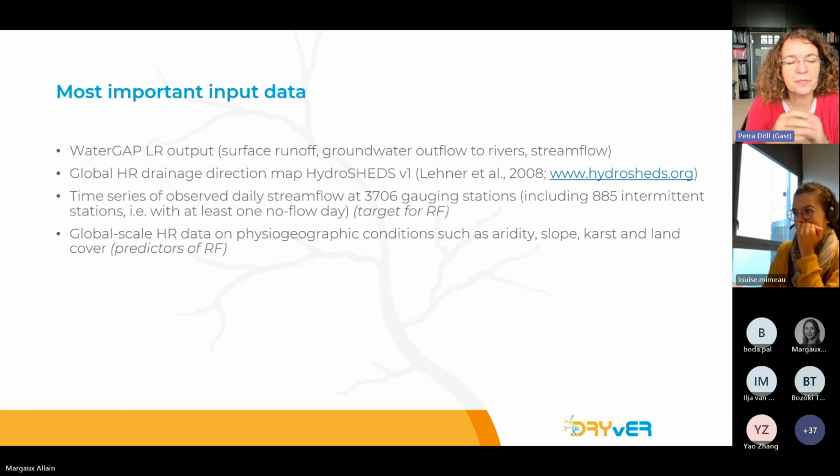And then, of course, in addition to those high resolution stream flow estimates, we also use high resolution data on physiogeographic conditions such as aridity, slope, karst, how large the drainage area is, and also, for example, land cover as additional static predictors. Next slide, please.